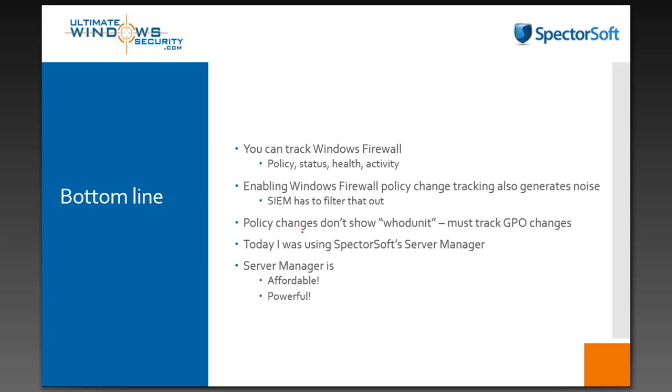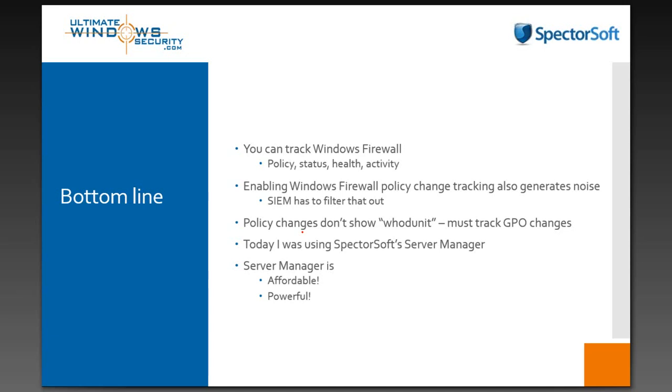Oh, here's a key thing. So the policy changes. So let's say a rule is added to the exception list of Windows Firewall. It's probably not going to tell you the whodunit. And that's true if the policy change was made through group policy. Why is that? Well, when Bob edits a group policy object and adds a firewall exception rule to that GPO, he is not directly changing any firewall on any Windows system on your network.